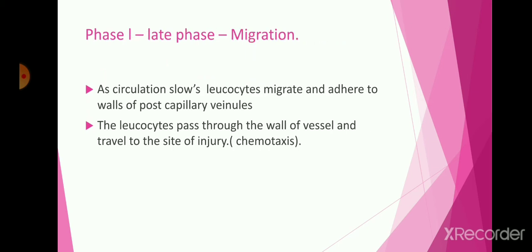Late phase migration, in which, as the circulation slows, the leukocytes migrate and adhere to the wall of post capillary venules. At the injury site, the circulation slows down because of the vasodilation, and these leukocytes migrate and adhere to the wall of the post capillary venules. The veins near the injured site, the leukocytes migrate and adhere to those post capillary venules, and the leukocytes pass through the wall of the vessel and travel to the injured site, which is called chemotaxis.